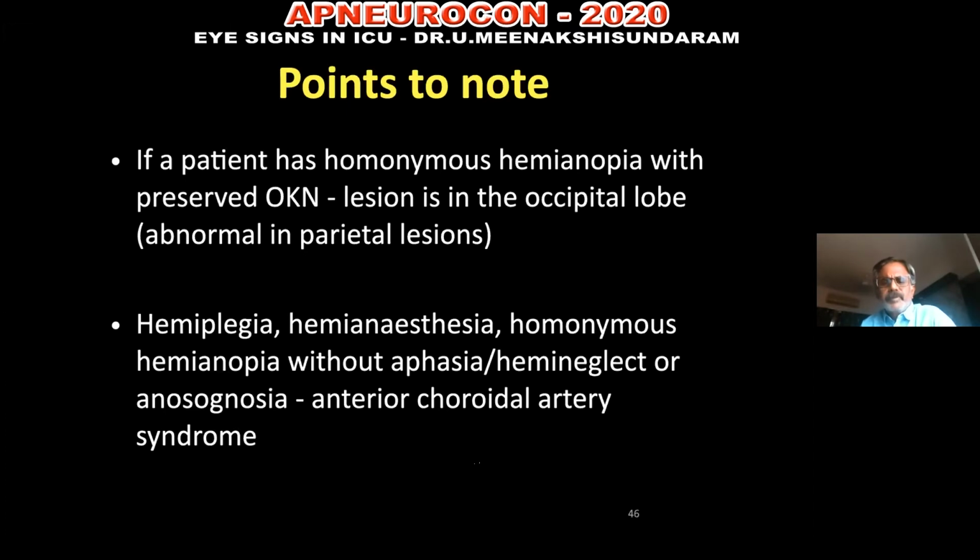A point to note: if a patient has homonymous hemianopia, then look at the OKN in a conscious and cooperative patient. When the OKN is preserved, the lesion is in the occipital lobe, meaning that it is abnormal in parietal lesions. If a patient has a hemiplegia, hemianesthesia, a homonymous hemianopia, but does not have aphasia or hemineglect or anosognosia, then you should think about anterior parietal artery syndrome. Otherwise the differential diagnosis is between an MCA stem and an anterior parietal artery. You look at the hemispheric signs, they're not there. It will be very important when you're planning thrombolysis or looking at endovascular treatment these days.